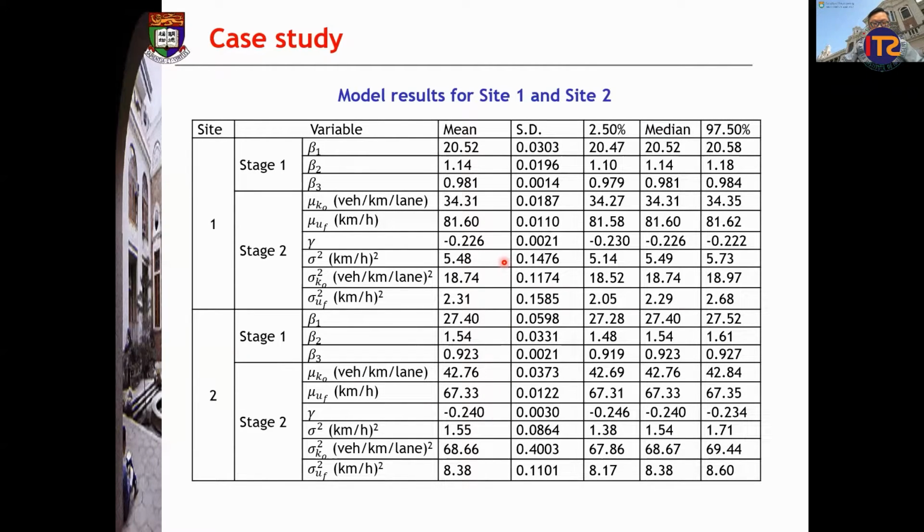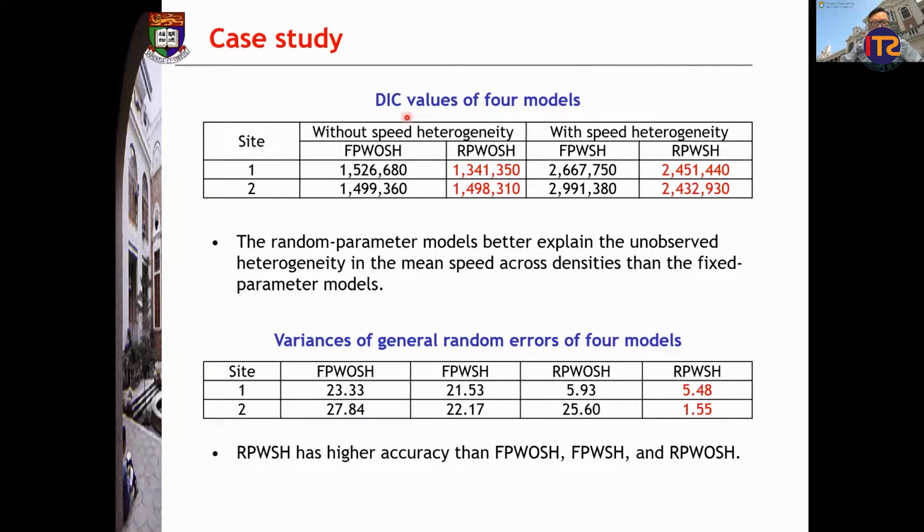Okay, and here is a comparison. First, we look at the DIC value. For DIC, of course, these two columns cannot be compared because one has additional speed heterogeneity data, so we just compare the situation where you do not have this additional speed heterogeneity data. We see the random parameter models actually fit much better than the fixed parameter models in general. Now for the two models with speed heterogeneity data, we find again the random parameter models also fit better than the fixed parameter model. So generally the random parameter model is performing better.